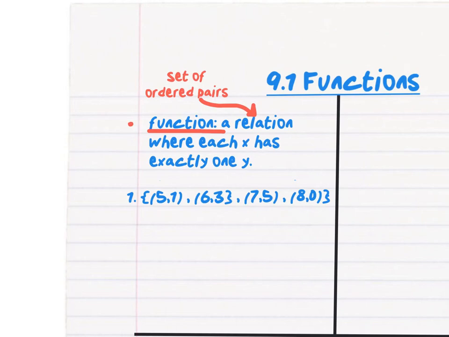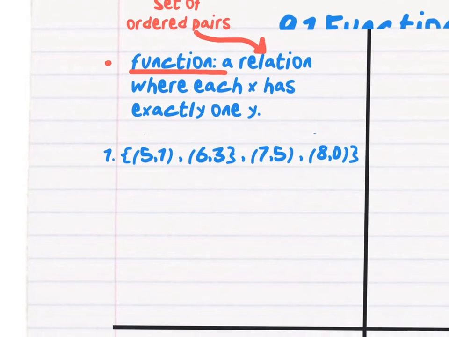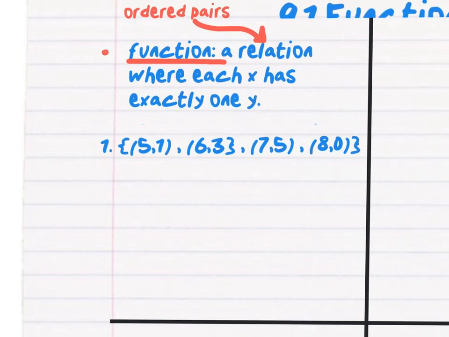Okay, so I want you to copy down the problem that you see on your screen. And this is an example of a relation. You'll notice that there are these fancy brackets on the ends of them. That just means this is a group of ordered pairs, and each of these ordered pairs is in parentheses.